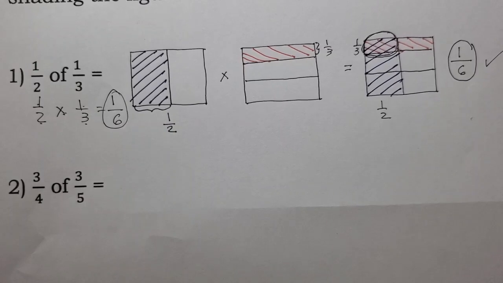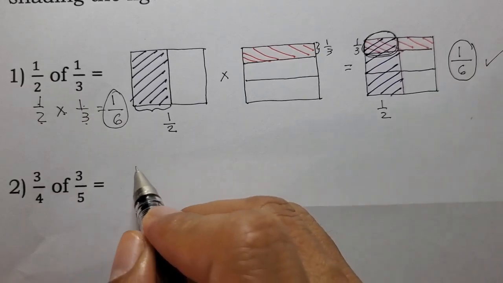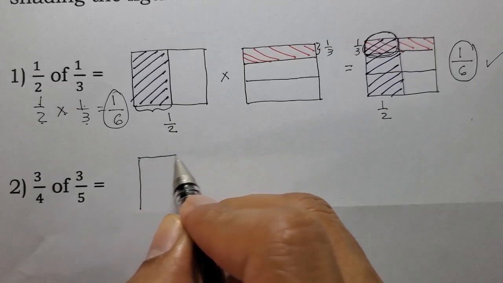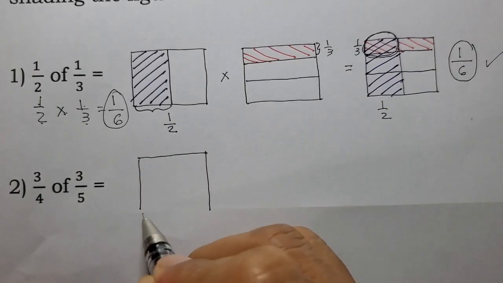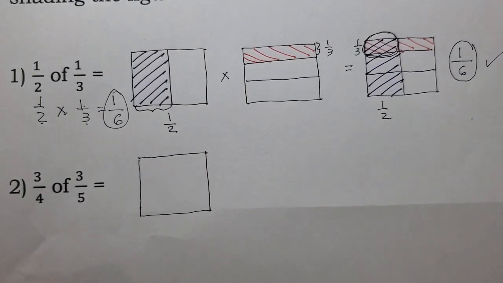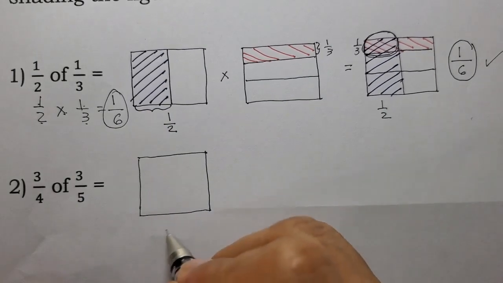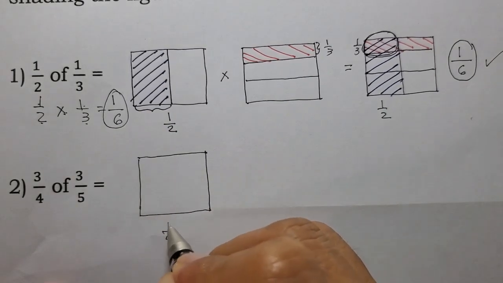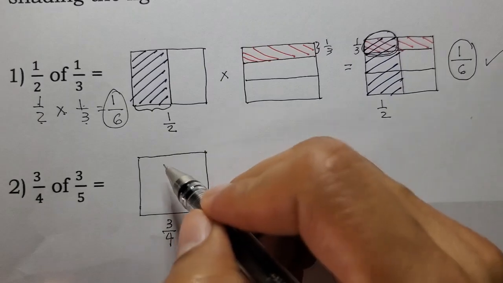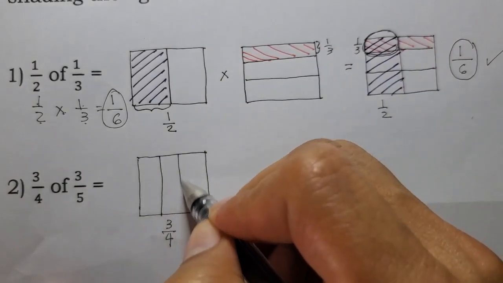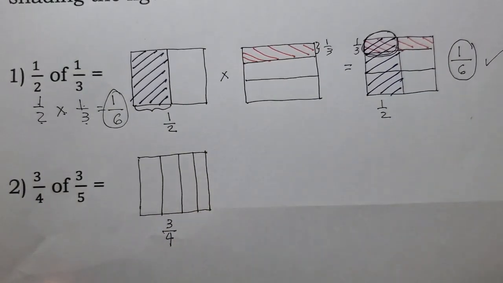This time, let us answer what is 3/4 of 3/5. Of course, when we say 3/4 of 3/5, that could be illustrated if you will have here a one whole rectangular model, and you will have to divide it into four equal parts, just shade three parts.